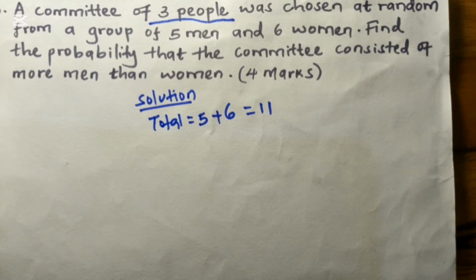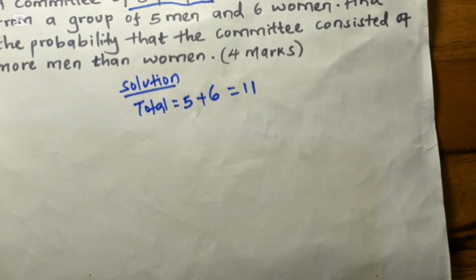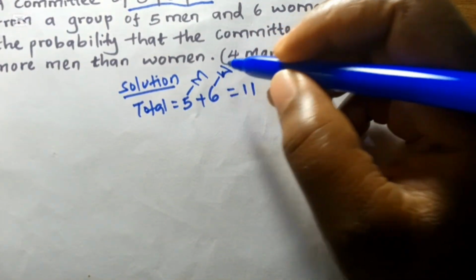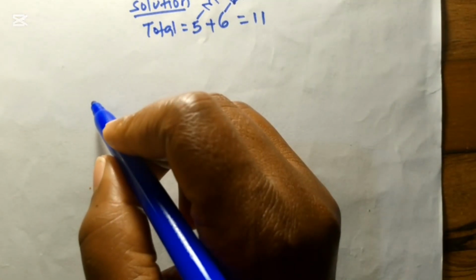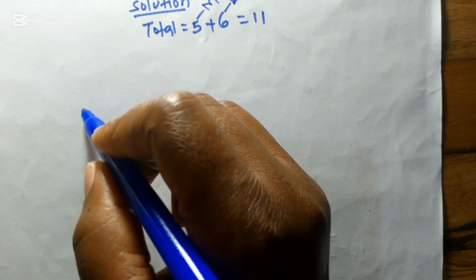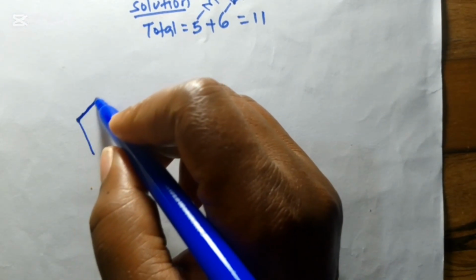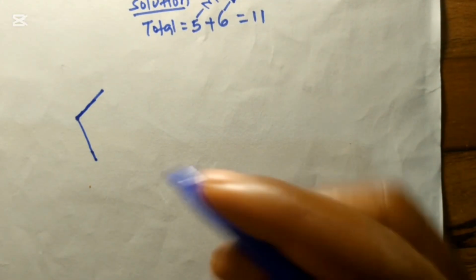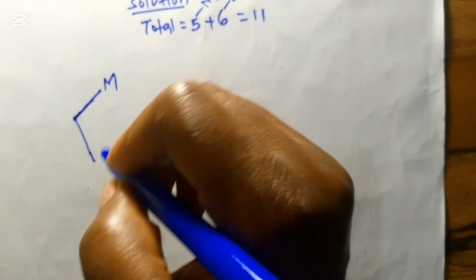So let us pick the first time. So 5 are men, 6 are women. So you can write that. Let us pick together the first time. And then you draw your tree diagram to be a bit spacious. Remember, we are going to pick 3 times in this case. So we can start with men, women.